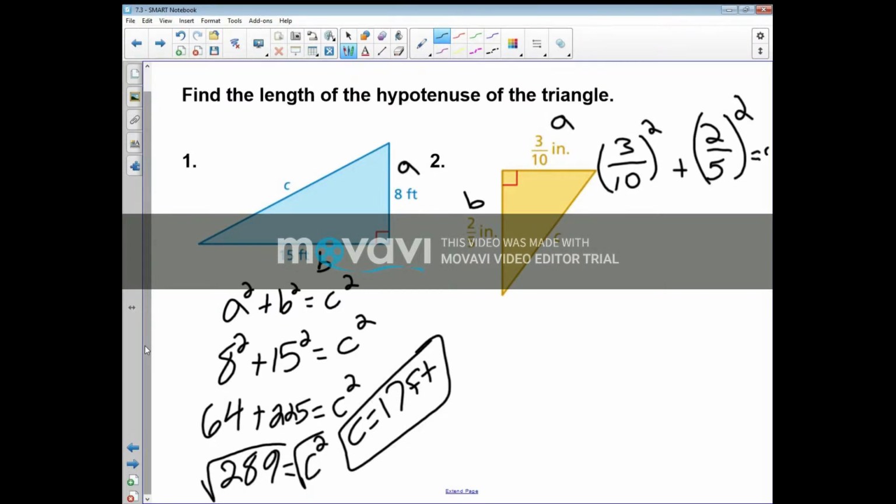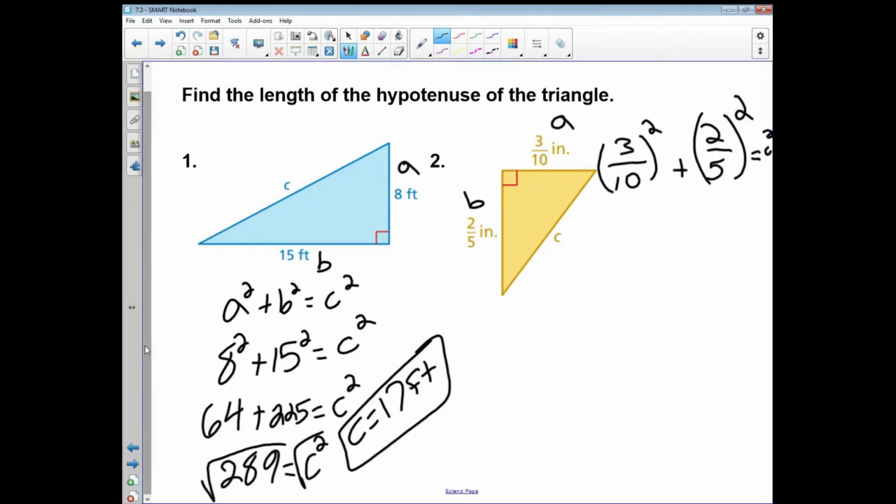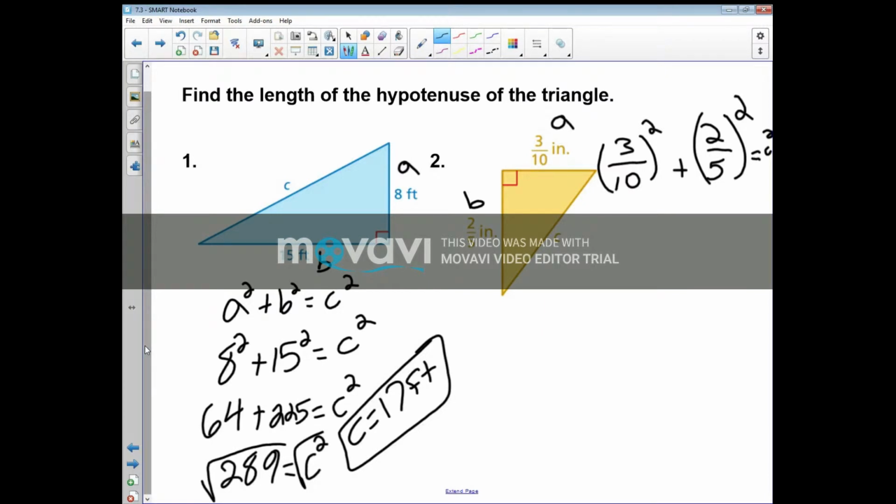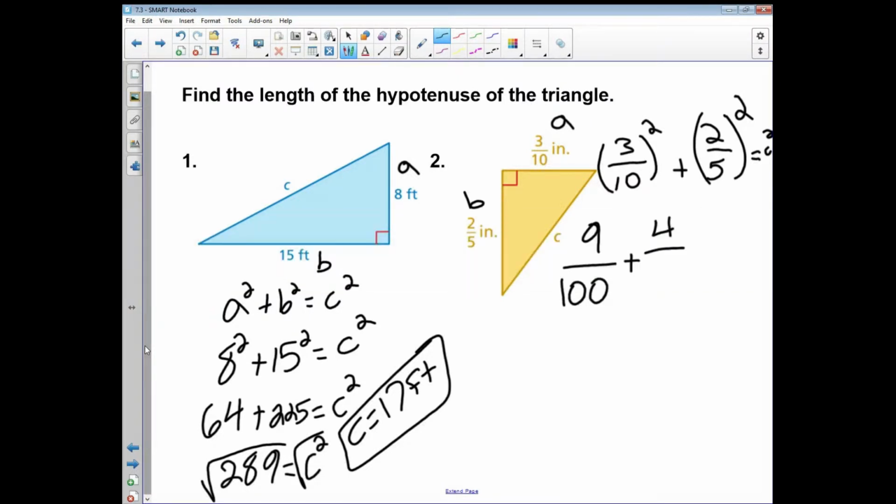So when we square fractions, we square the top and the bottom. So we're going to do 3 squared over 10 squared. And then that ends up equaling 9 over 100, okay? So we do 3 squared, 3 times 3, 10 squared, which is 100. Then we do 2 squared, which is 4. And then we have 5 squared, 25. And that still equals c squared.